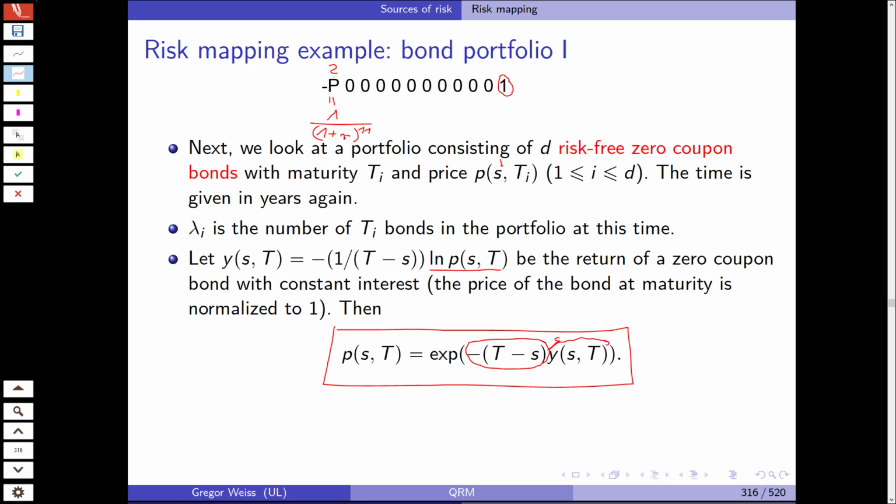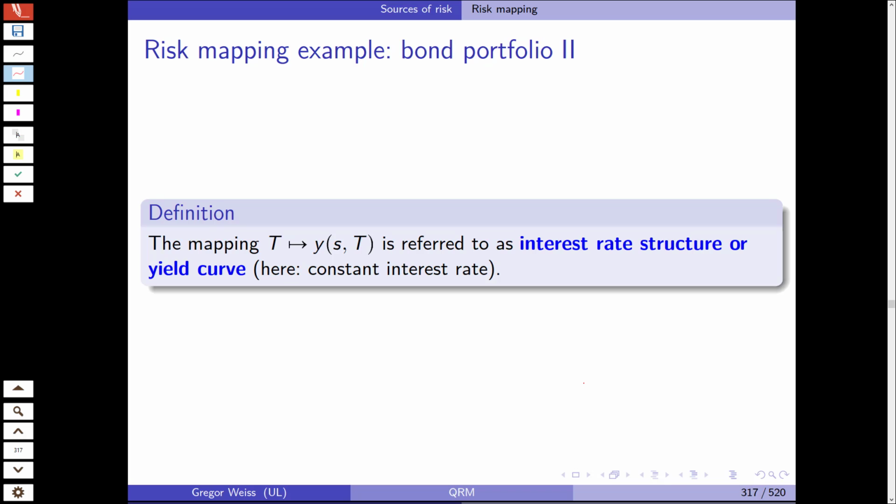Famously done in financial mathematics. Financial mathematicians are not working with discount factors. They are working with zero bond prices because it's equivalent. And you can see this here. If you normalize the price of the bond, the notional of the bond, to 1 at the very end, what you're given is that the price is simply the discount factor, and the yield is the spot rate. Okay. Now this mapping of the maturity to the different yield is called the yield curve, or the interest rate structure, or the term structure of interest rates.